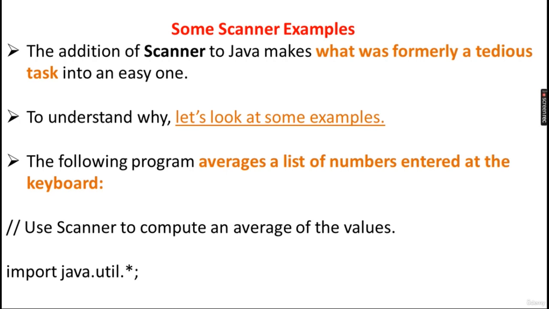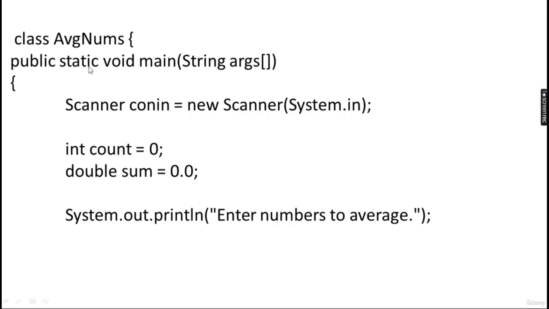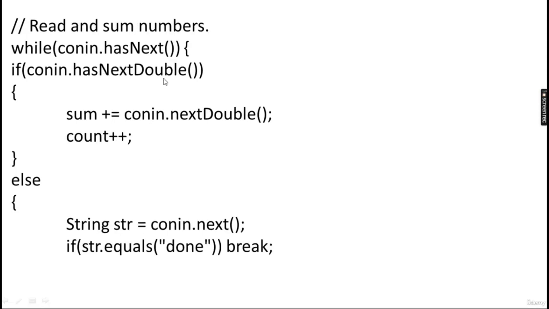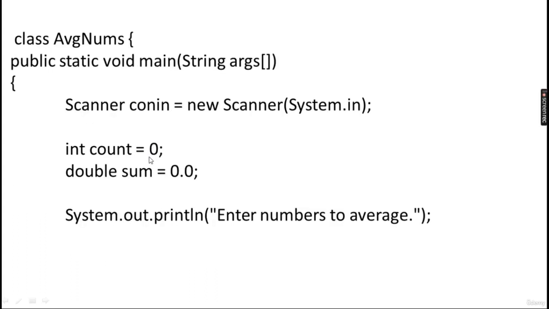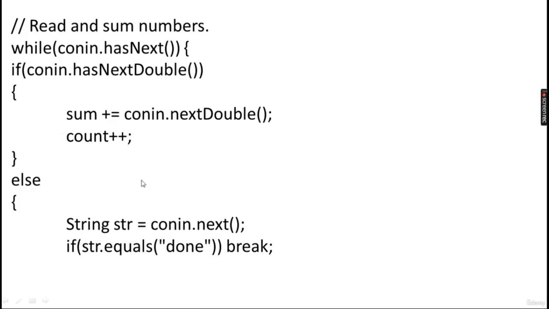The addition of Scanner to Java makes what was formerly a tedious task an easy one. Let's look at some examples. We will see one example that averages a list of numbers entered at the keyboard. Import java.util.*. Scanner conin = new Scanner(System.in); int count; double sum = 0.0; Enter numbers to average. So a double value should be given by the user. If it is a next double, take it and add it to the sum, and count is incremented. So one by one, count is incremented and sum is also incremented.